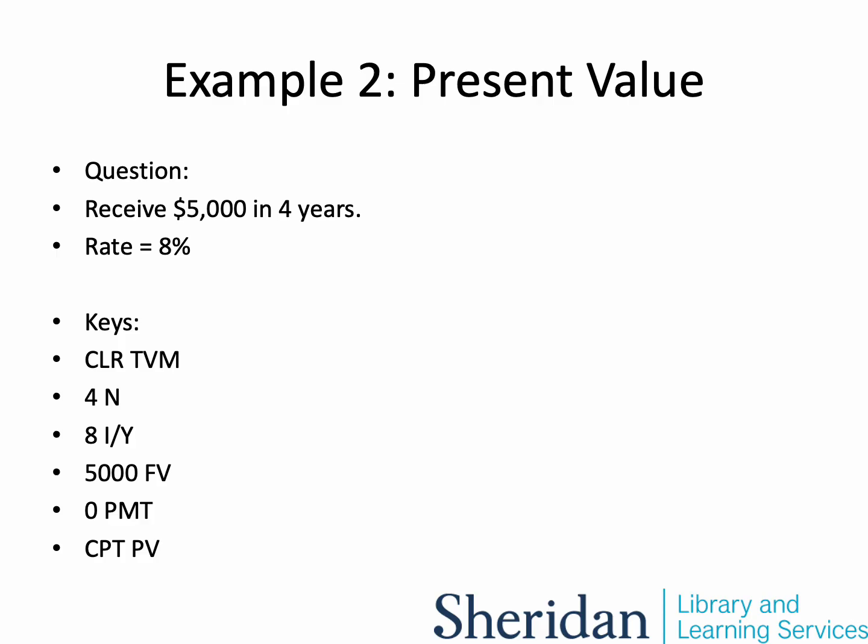Now let's do the opposite. Suppose you'll receive $5,000 4 years from now and the interest rate is 8%. Enter N equals 4, I/Y equals 8, FV equals 5,000, payment equals 0, then compute PV. You'll get about negative $3,675, which represents the amount you will need to invest today. Again, don't worry too much about the sign. The calculator simply follows cash flow conventions, which means the money you spend is in negative sign and the money you receive is in positive sign.